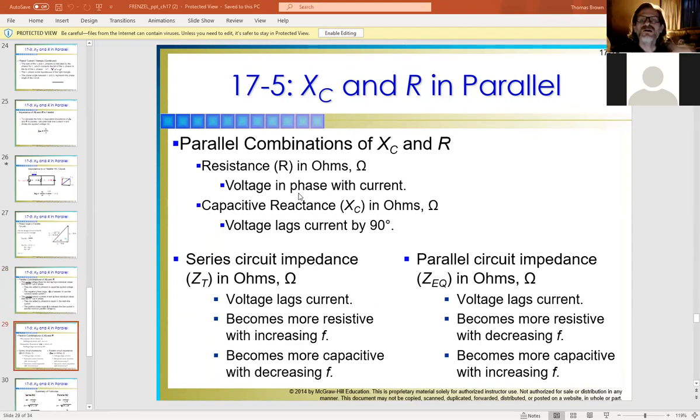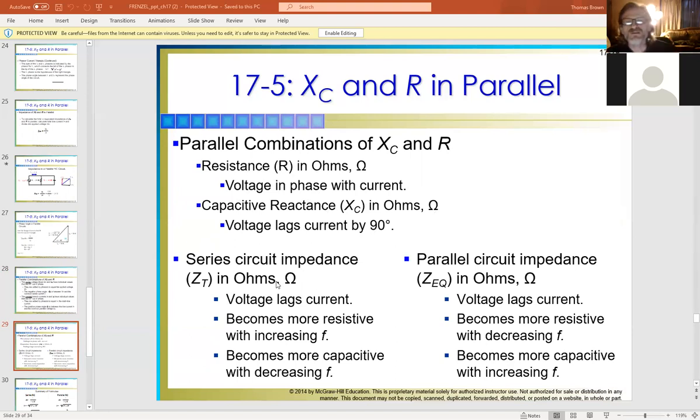Okay. So we take a look at what our statements are at this point. What are rules that we can state? All right. In parallel combinations of X and C and R, these are always measured in ohms. So impedance is always measured in ohms. Even though it's strange, it's an opposition to our current flow. And so yeah, resistance in ohms and voltage is always in phase with current, right? And capacitive reactance is also measured in ohms, but voltage lags the current by 90 degrees.